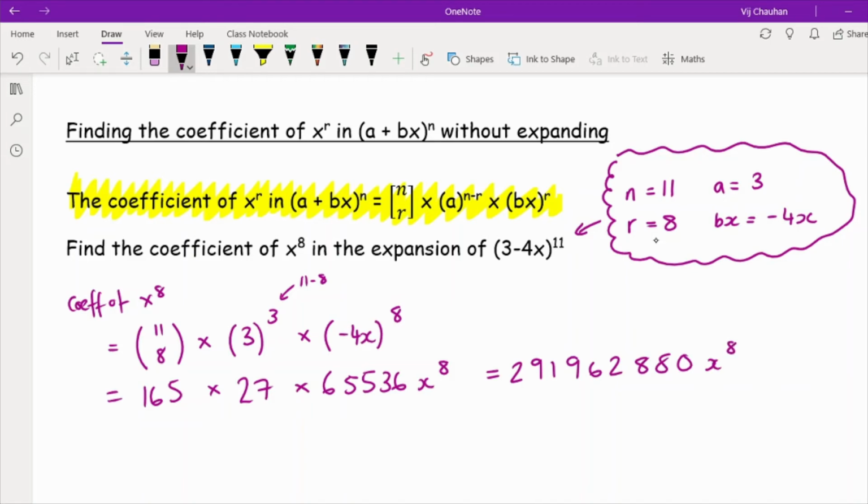Now, as I said in the previous video, when you're asked to find a particular coefficient, we're not expecting this. They're trying to get away from writing what we're actually trying to find. The actual answer to this particular question is this number here. So the final answer you should write is 291962880, and there is your final answer. As you can see, using this particular method is a lot easier than doing the expansion out fully.